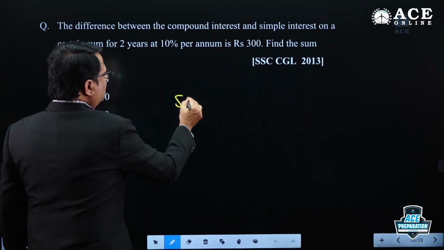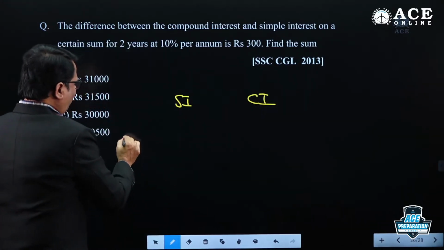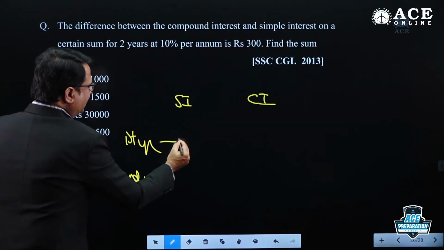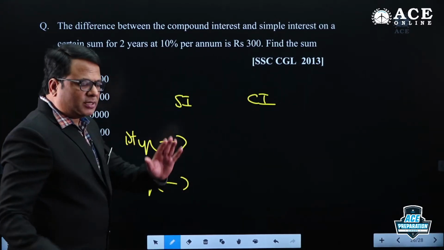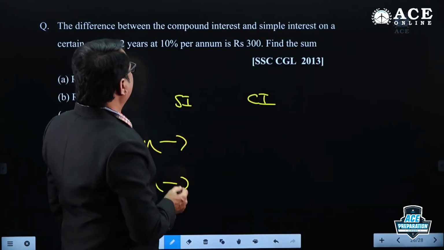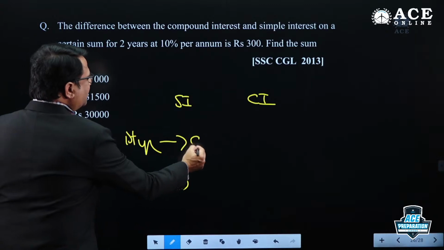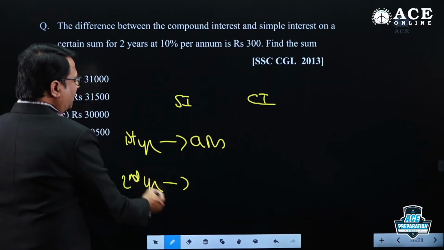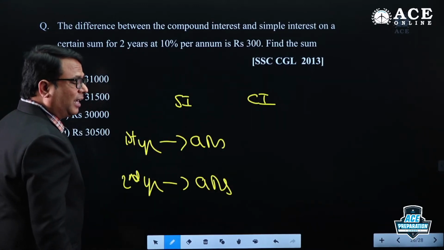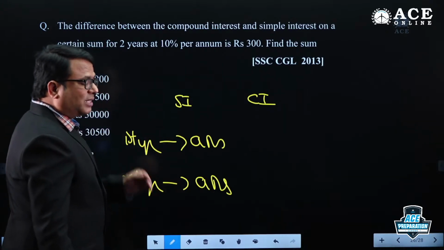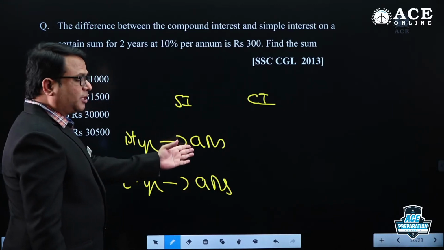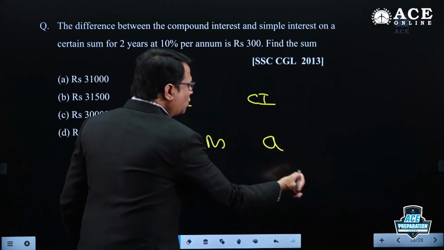Now simple interest, compound interest. First year, second year. I told you that simple interest is the same every year. So, suppose simple interest for the first year is A rupees, then simple interest for the second year is also A rupees. Then I also told you that simple interest and compound interest are both the same for the first year. So if simple interest for the first year is A rupees, compound interest for the first year is also A rupees.